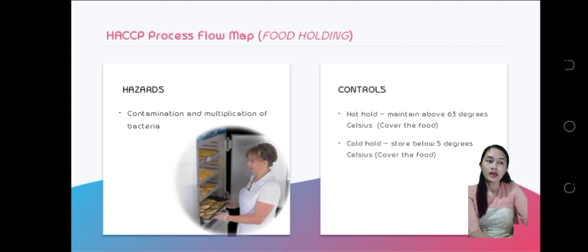Then, while in controls, there are hot hold and cold hold. There are proper Celsius temperatures that we need to follow in order to control the food holding process. First, hot hold: maintain above 60 degrees Celsius and cover the food. By following that, we will avoid the contamination and multiplication of bacteria. While in cold hold, store below 5 degrees Celsius and still cover the food.